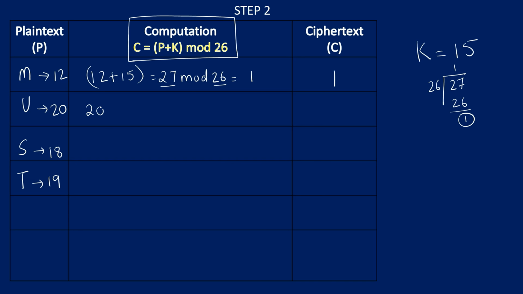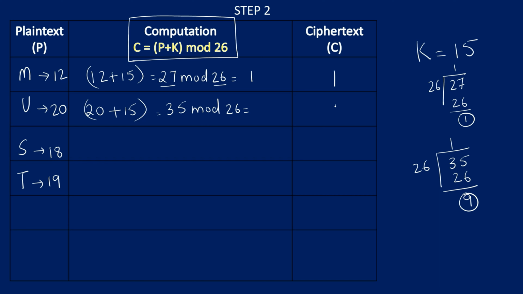The next number is 20 plus 15. What is the result? 35 mod 26. Since 35 is greater than 26, you have to perform modular arithmetic. How do you perform modular arithmetic? You divide the number 35 by 26. So 26 into 1 is 26 and the remainder is 9. So the remainder is your final answer.